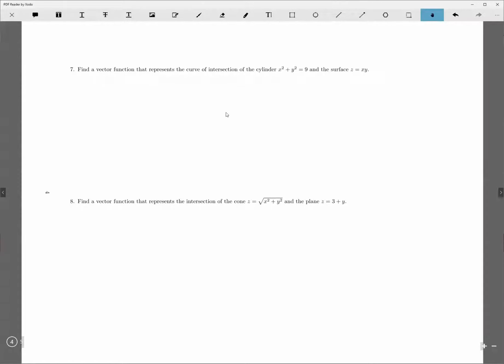Find a vector function that represents the curve of intersection of the surfaces. Okay, so here we're supposed to find a vector function that represents it. So they intersect in a curve. Let's go ahead and see if we can work this out. Does anybody have any idea how we can do this one?